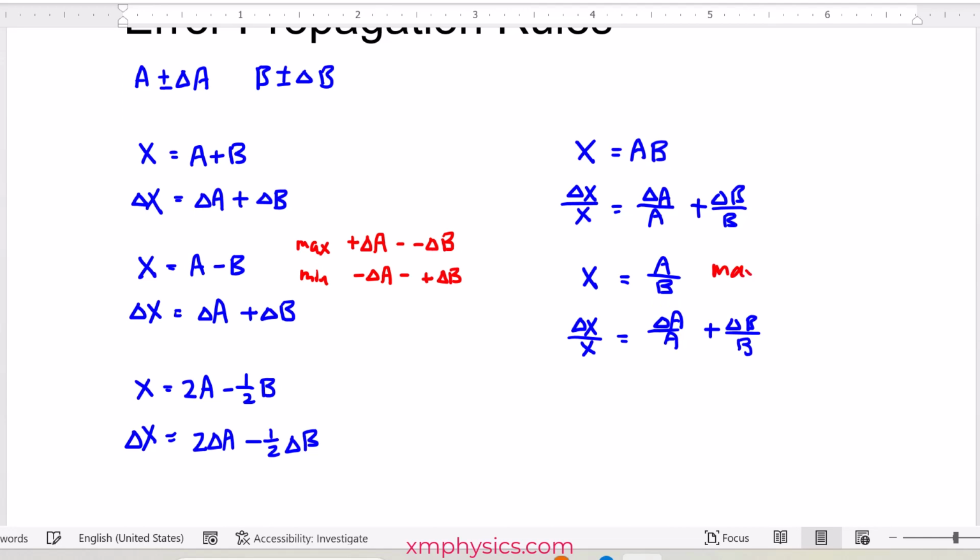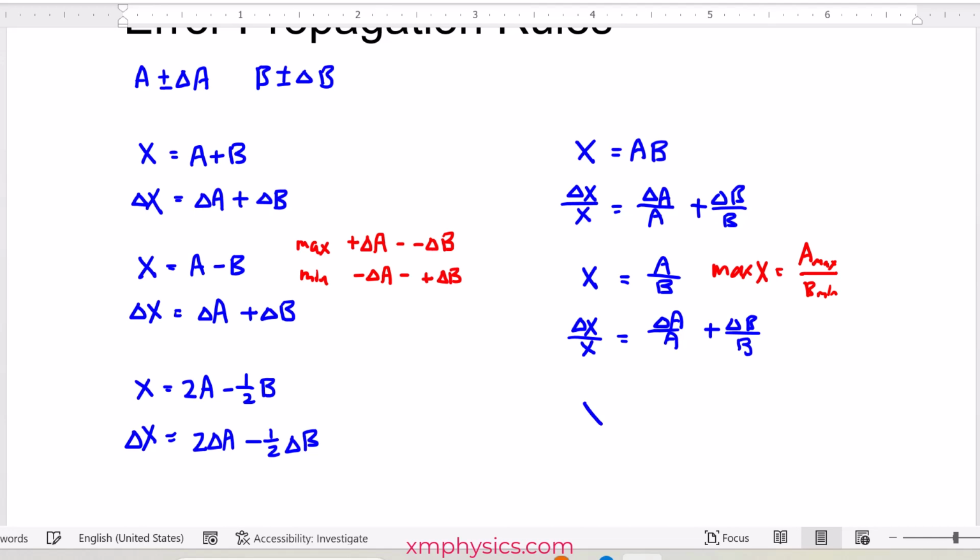Because we can always arrange for the maximum value of X, and we'll get that from the maximum value of A divided by the minimum value of B. Yeah, and vice versa for the minimum X. So it doesn't matter whether you are multiplying or dividing, you always sum up the uncertainties.